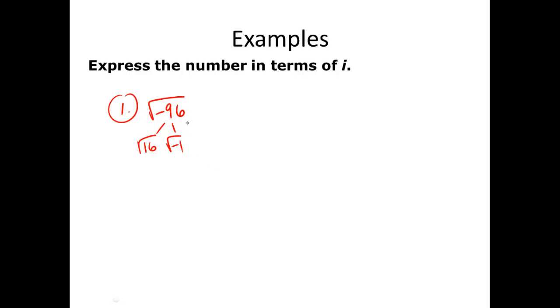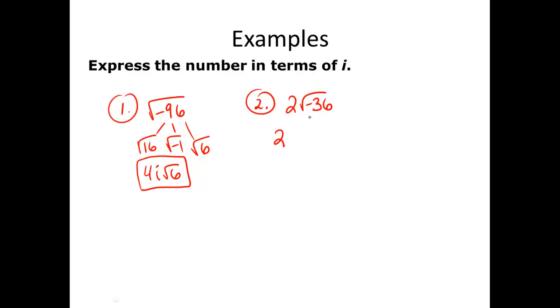So we have the square root of 16, we have the square root of negative 1, and the square root of 6. Breaking up this into factors. So now we have 4i root 6. Okay, let's try another one. 2 times the square root of negative 36.